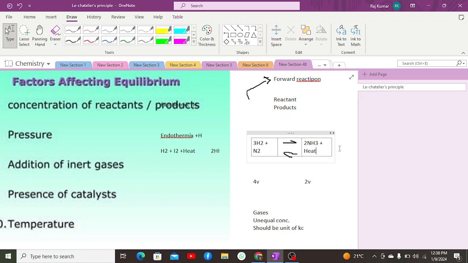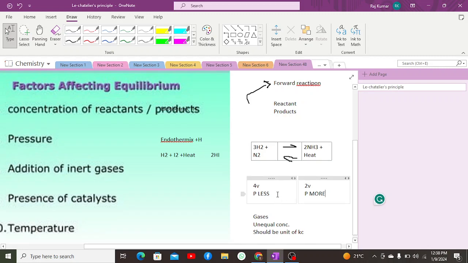So here, as you can see, if the volume is increased over here, then the pressure is decreased, which means this side, the reactant side, is having less pressure. On the other hand, this side has less volume, so it is having more pressure. Now, in this case, there is less pressure on the reactant side and more pressure on the product side.